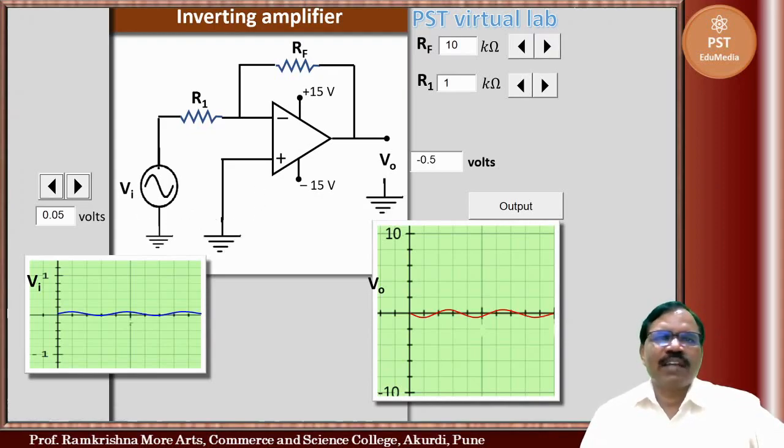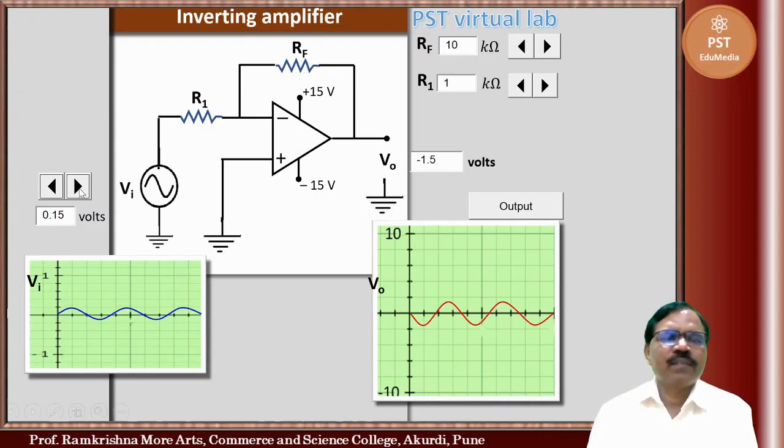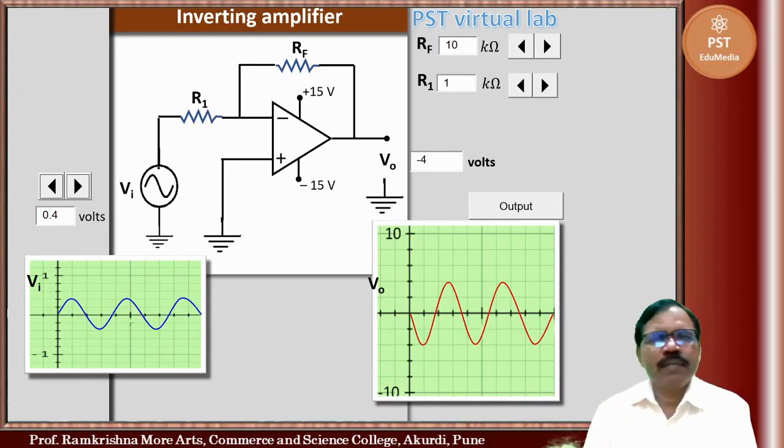So 0.05. I got output minus 0.5 because it is inverted. Minus means it is inverted. And see the corresponding waveform. If we go on increasing, so go on increasing the voltage, measure input and measure output, the peak of input and the peak of output.